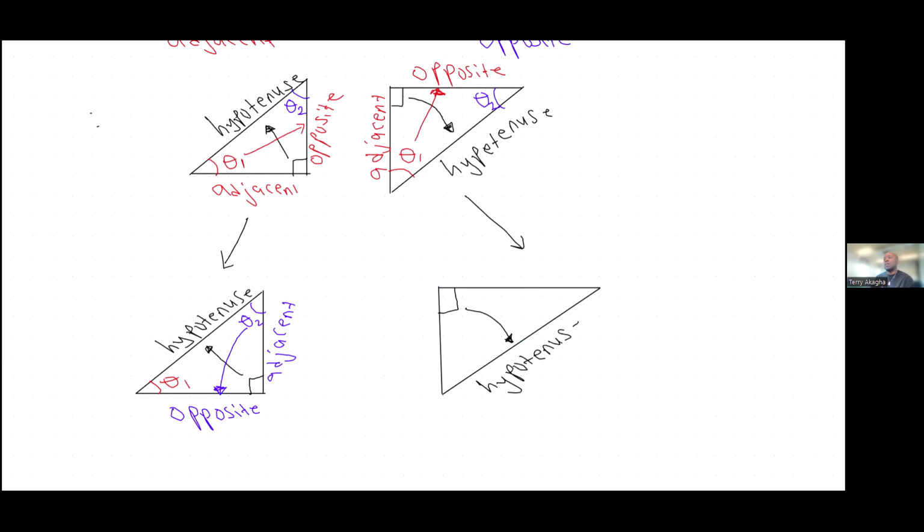Are you seeing it? Now, in the previous one, we knew that this was theta 1. We're told this is theta 1. And this is going to be what? Theta 2. Okay. Then we're told that for theta 1, this was the opposite, but because we're interested in theta 2 now, the opposite is going to be this side. So this side here is the opposite, while this side here is going to be the adjacent.